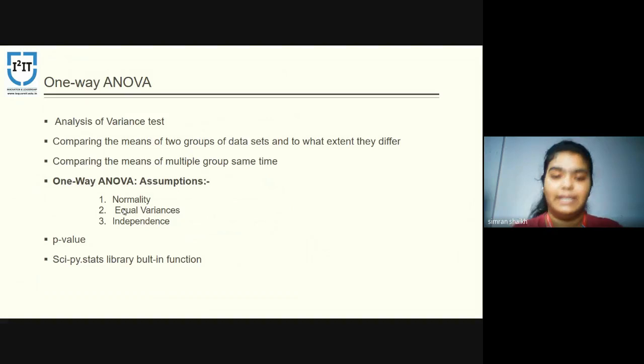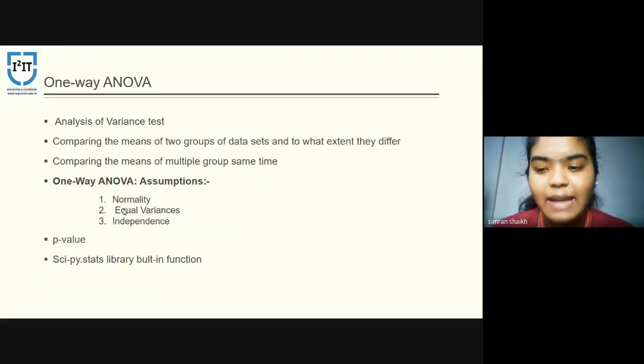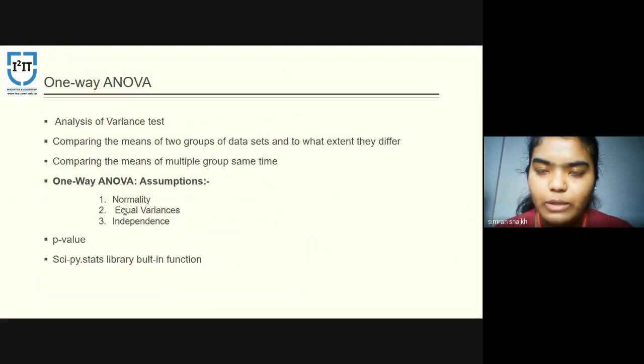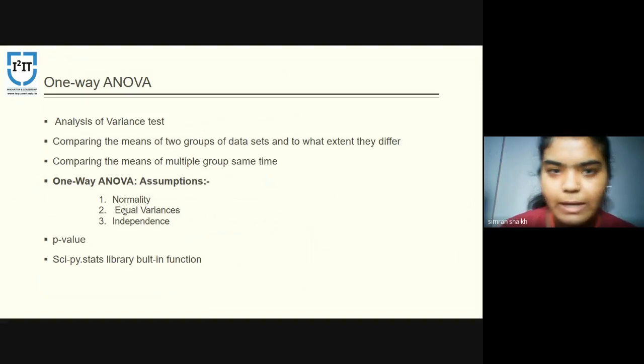Each set should be from a normal or equal population. Now second is equal variances. You cannot say that every question set you have prepared is for a different subject. Like one set you have given is for one subject, and the other set is for a different one. It won't work here. Now, independence.